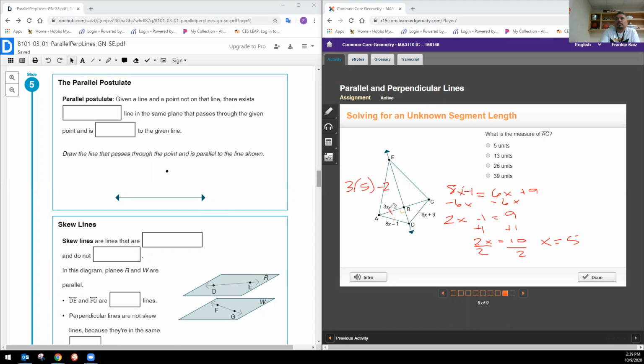But there are 2 of them because this is congruent to this one. It should actually be like that because there's your single line there. So 3x, x is 5, minus 2, 15 minus 2 is 13. So this is equal to 13 units. And let's see where we're at.